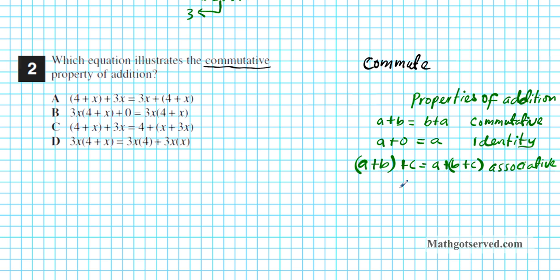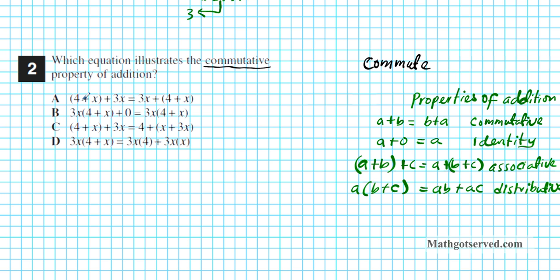And then the last one is a times b plus c is equal to ab plus ac, and this is known as the distributive property. Distributive. What's happening here is that this a is getting distributed. So let's see if we can use this list of properties we have here to answer this question.